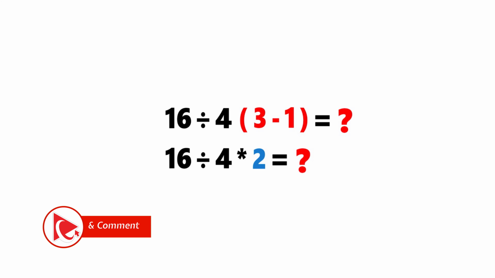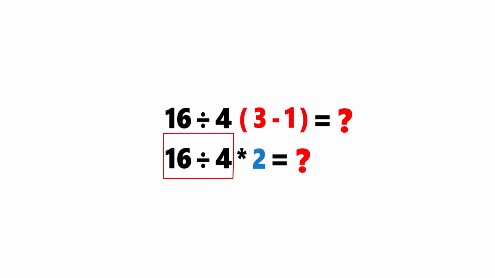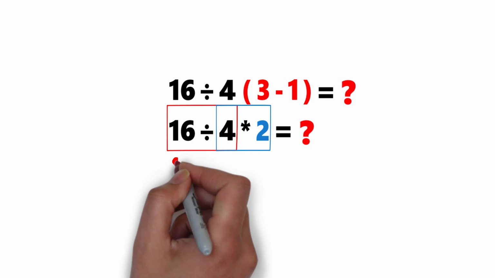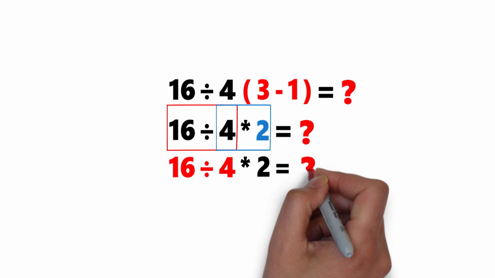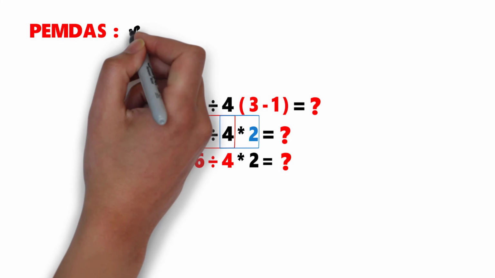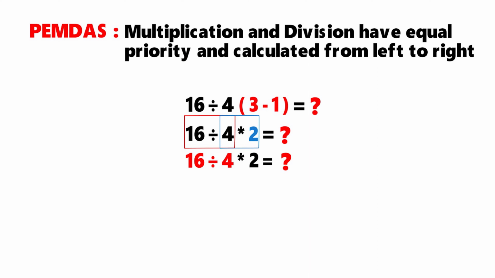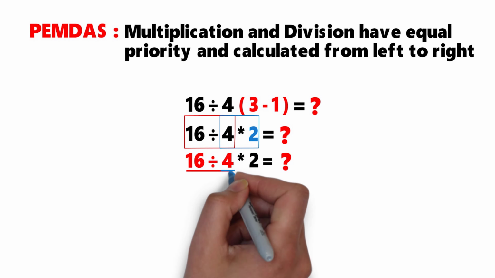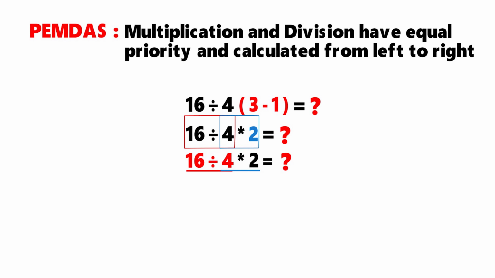We have a choice of dividing 16 by 4 or multiplying 4 by 2, and the correct answer here is that we need to divide 16 by 4 as a second step. What PEMDAS doesn't mention is that multiplication and division have equal priority and are calculated from left to right. And this is exactly the case for our expression. 16 divided by 4 is on the left side of the expression, and 4 multiplied by 2 is on the right side. So the first thing we need to do is divide 16 by 4.